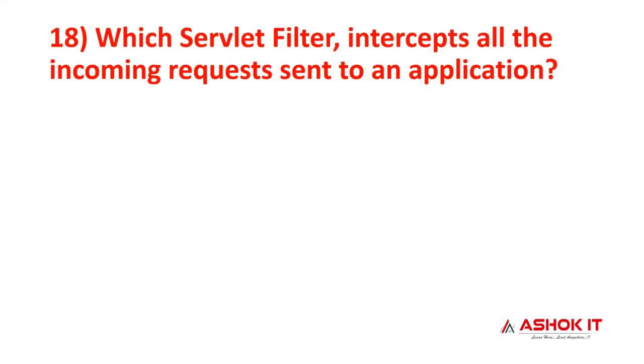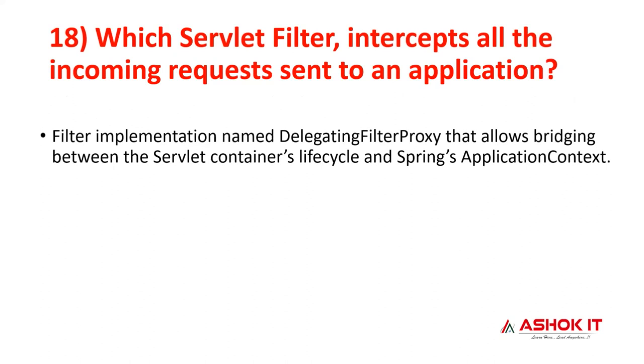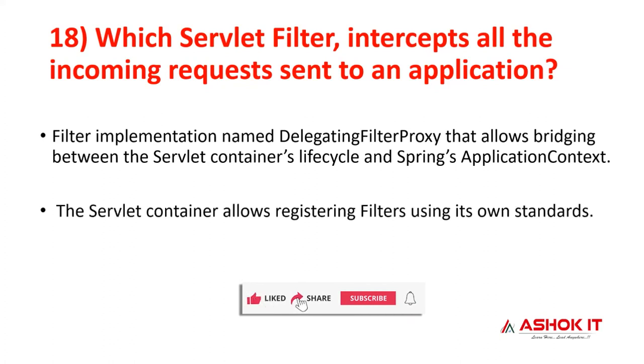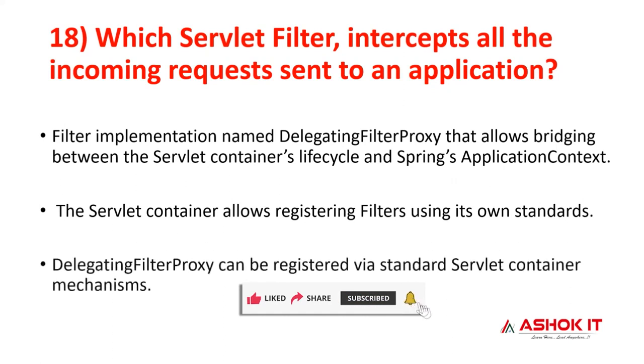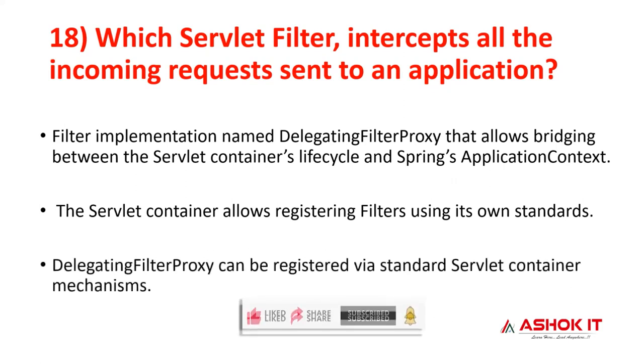A servlet filter intercepts all the incoming requests sent to an application. Here we have a predefined filter, the delegating filter proxy. This sits between our application container and the end customer request. Every request will pass through this filter. The servlet container allows us to register the filter using its own standard mechanism, for example by using web.xml, where we can define a filter tag.